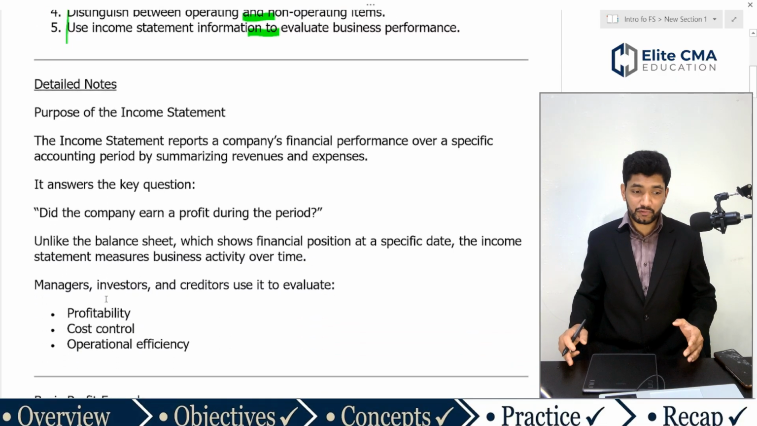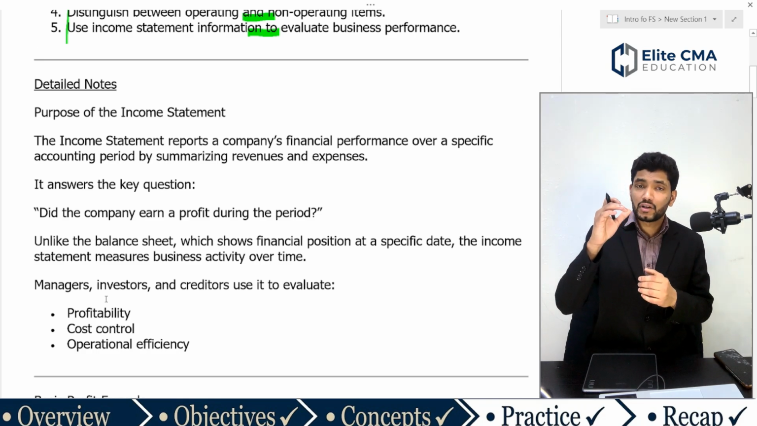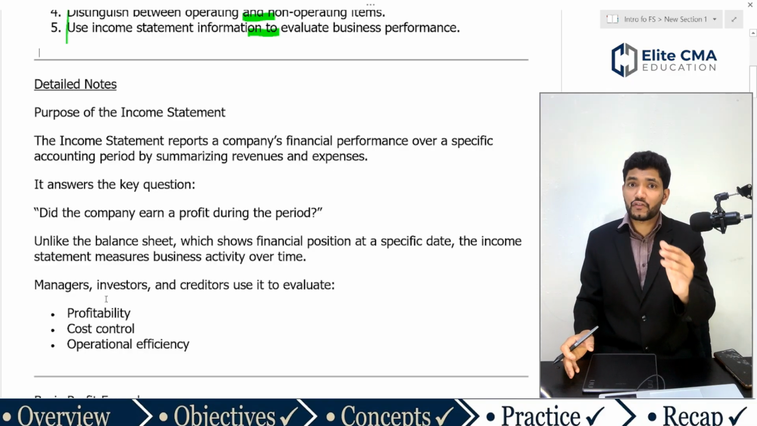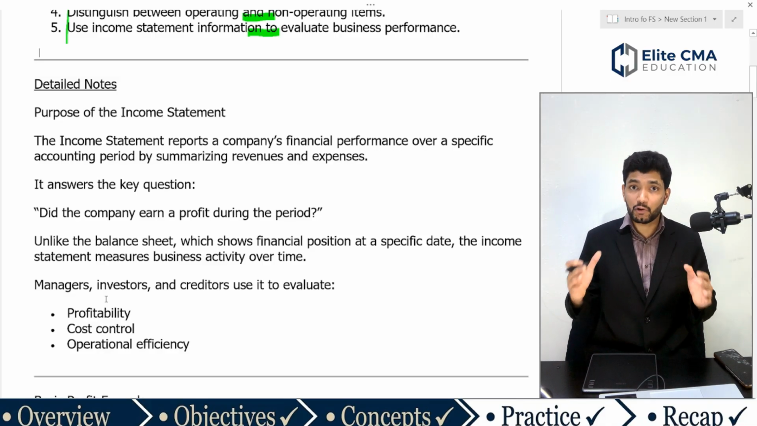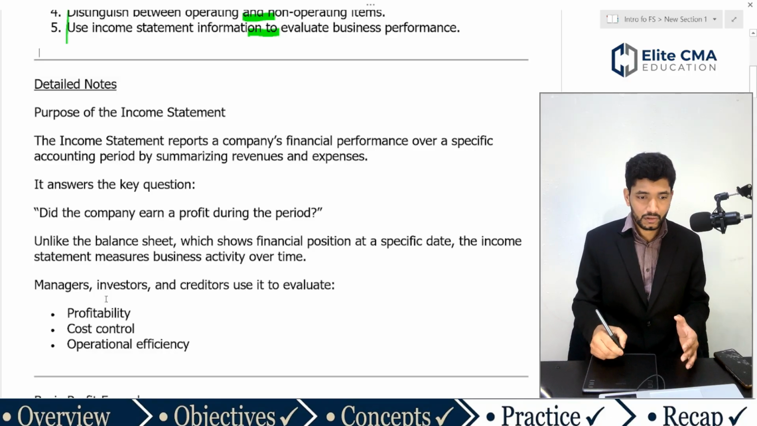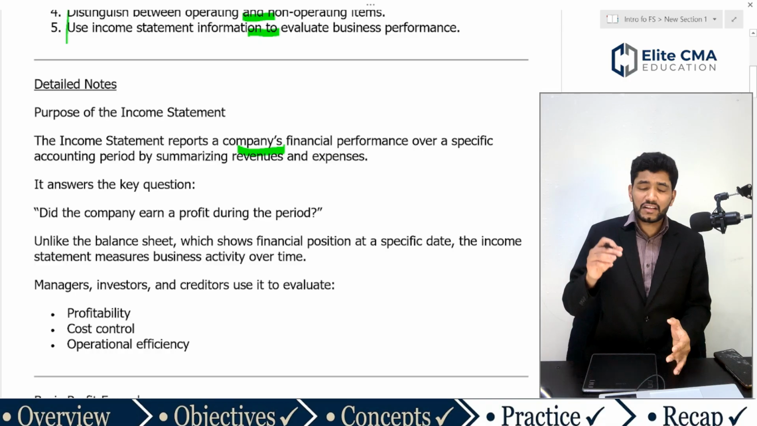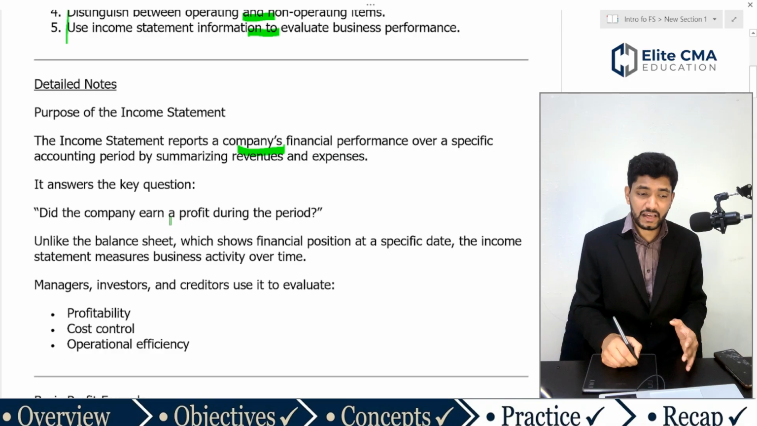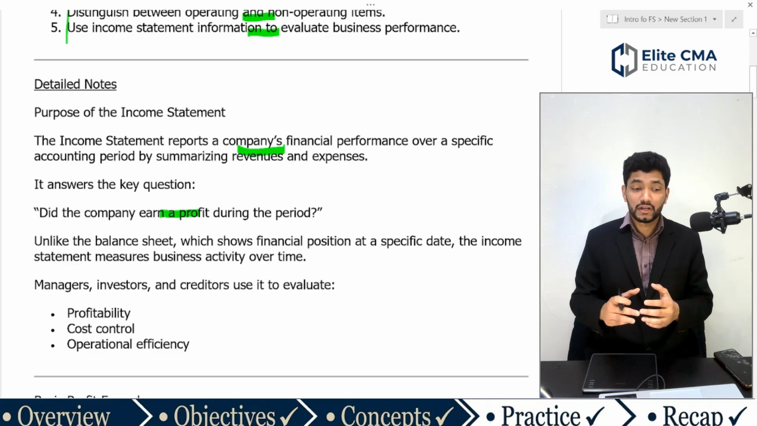Let's start with the purpose of the income statement. What is an income statement? An income statement shows a company's total income and expenses for a period of time. So the key purpose of the income statement is to see the financial result of the company, whether the company has generated profit or loss. It summarizes the total revenue and expenses over a period of time. It answers a key question: did the company earn a profit during a period?